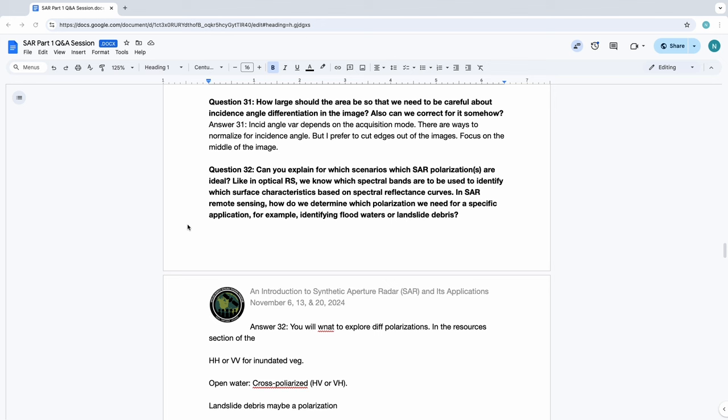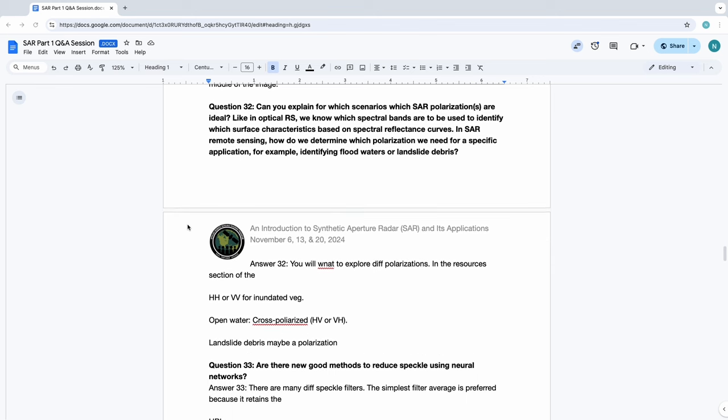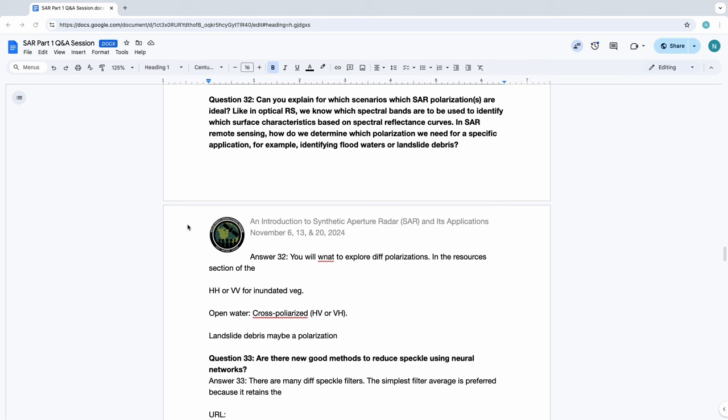Question 32, can you explain for which scenarios, which SAR polarizations are ideal? Like in optical remote sensing, we know which spectral bands are to be used to identify which surface characteristics based on spectral reflectance curves. In SAR remote sensing, how do we determine which polarization we need for a specific application? For example, identifying floodwaters or landslide debris.